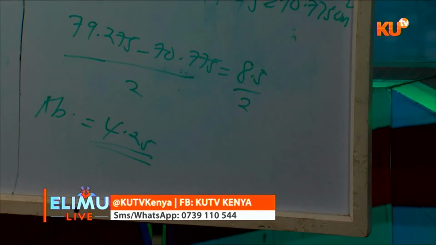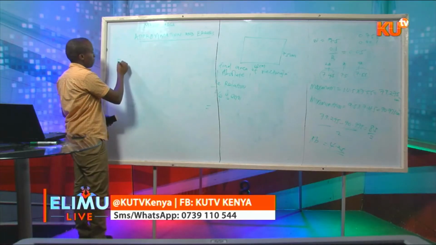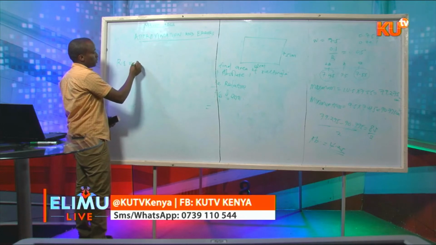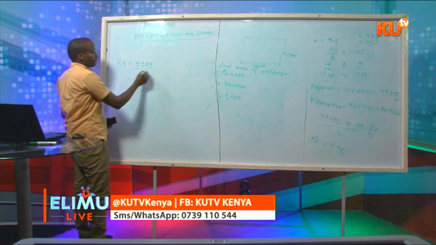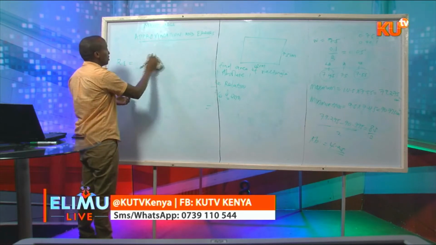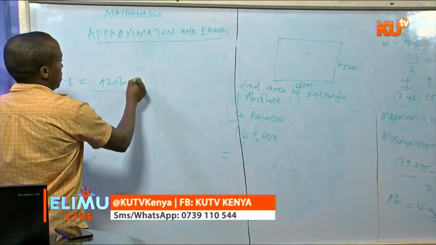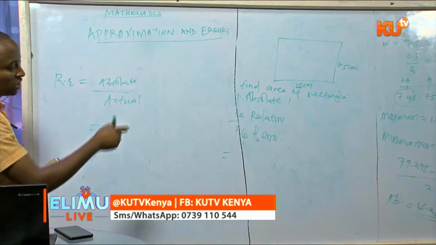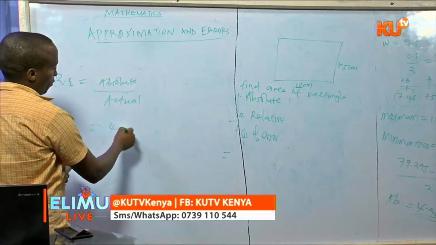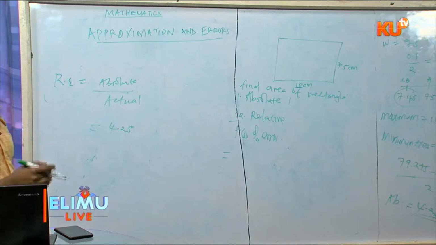So we want to go to our relative error. We said the relative error, very simple, is the absolute error divided by the actual. Let me not complicate this. So just take the absolute error and divide it by the actual.